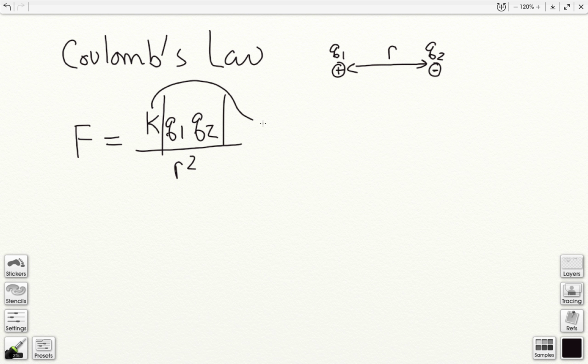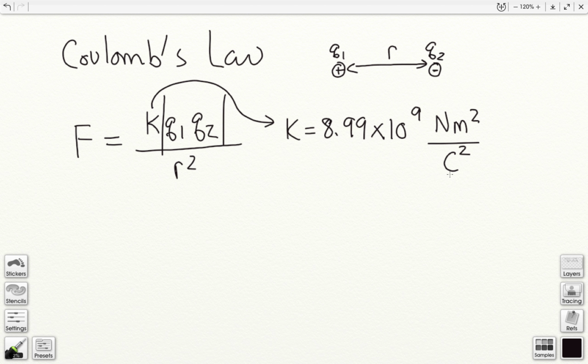K is a constant. If we're using SI units, K is often 8.99 times 10 to the 9th newtons meter squared per Coulomb squared. The C is not Celsius, but Coulomb, which is a unit for charge.